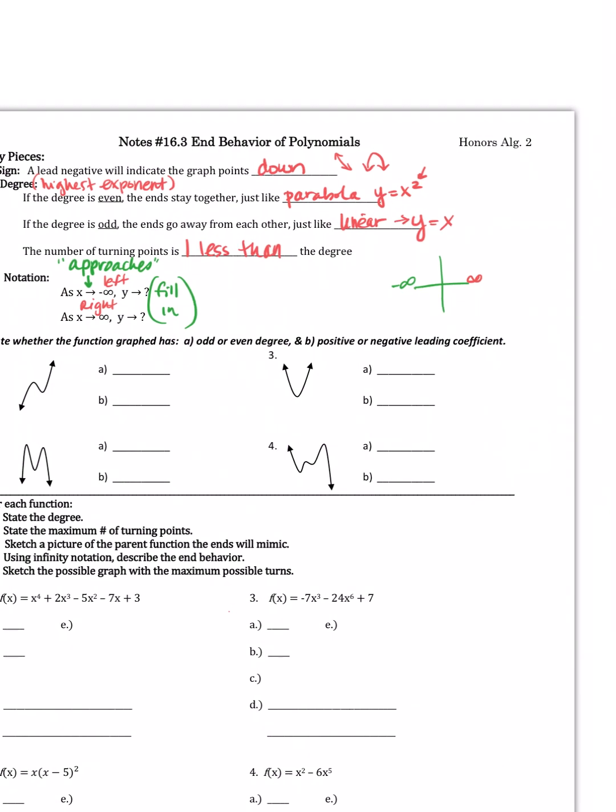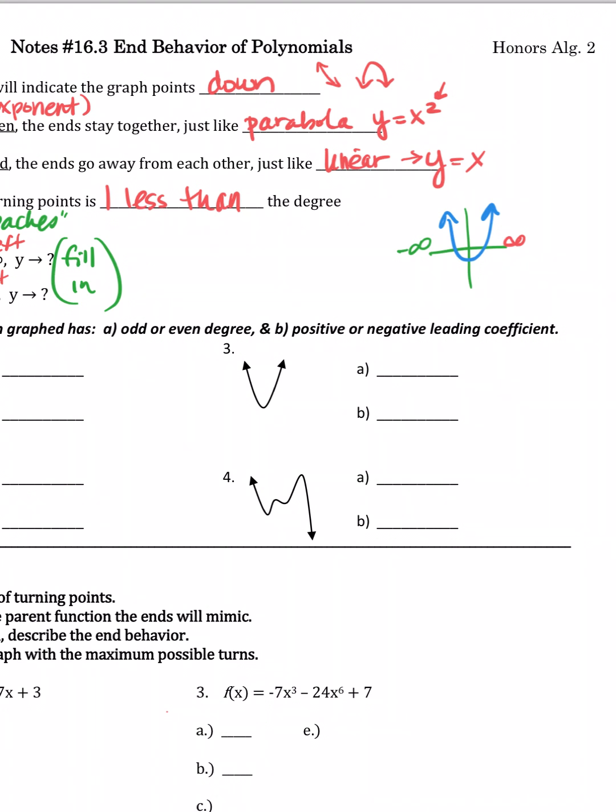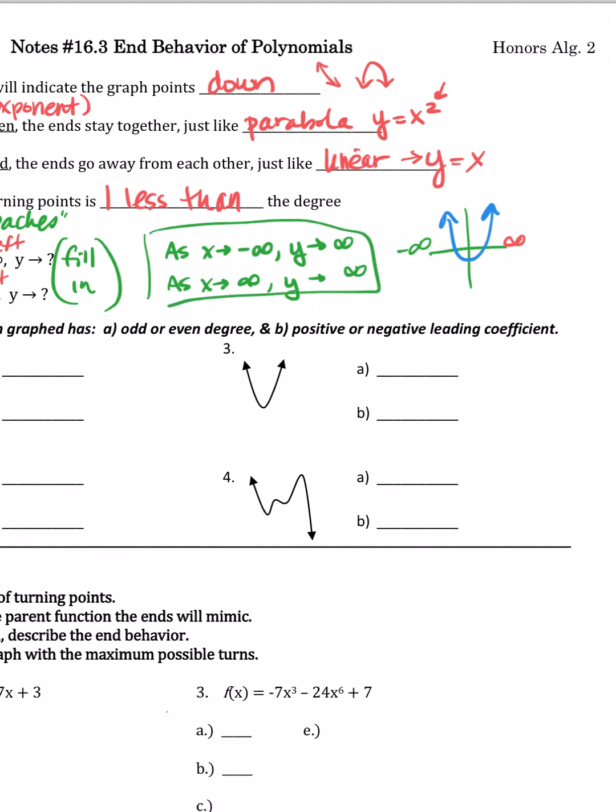So for example, let's just say I have a graph that looks like this. All right, so the way that I would answer this is I would say, as x approaches negative infinity, as I go left, the y values are going up, which means it's approaching positive infinity. And then I do looking right. As x approaches positive infinity, y is approaching positive infinity as well. They both go in the same direction. So this is the way I would read the end behavior of that graph.